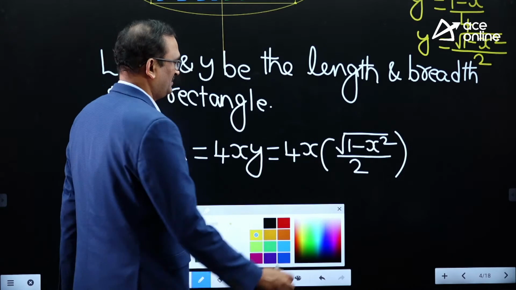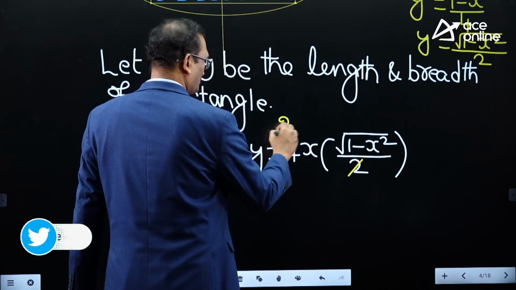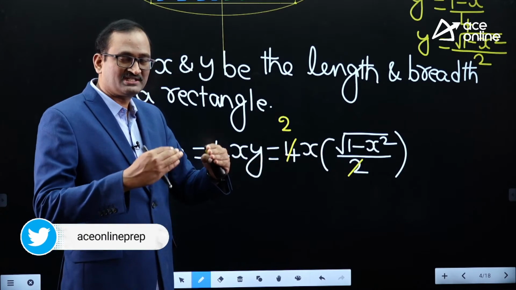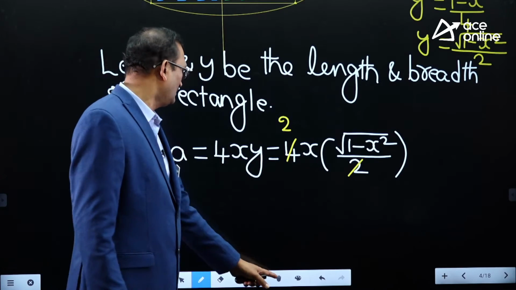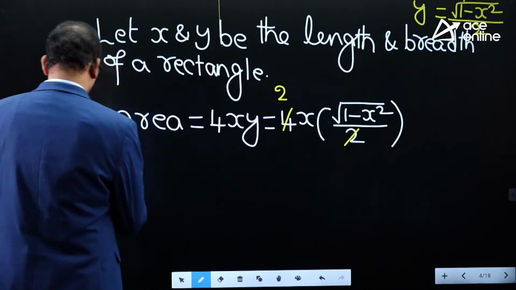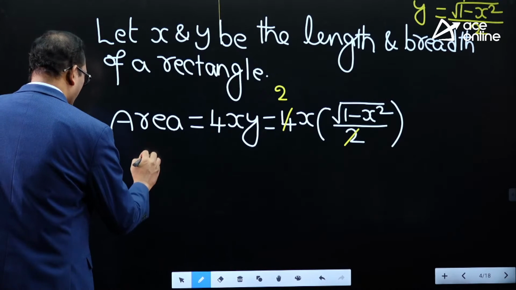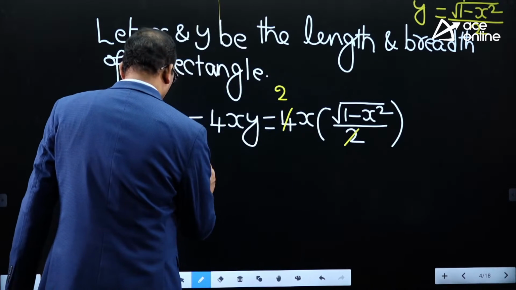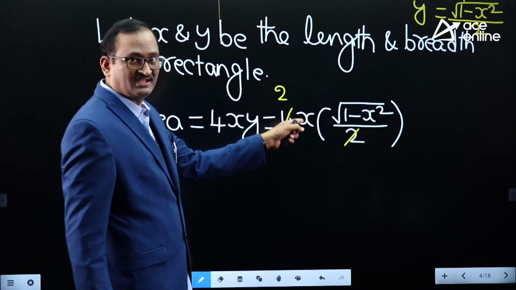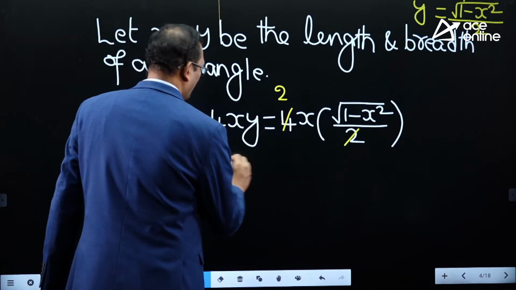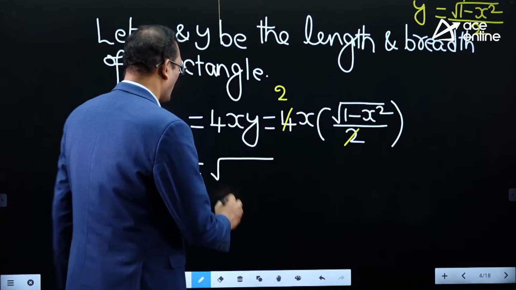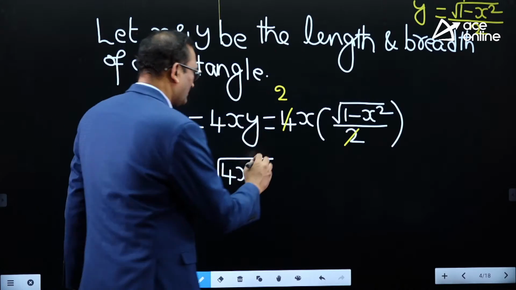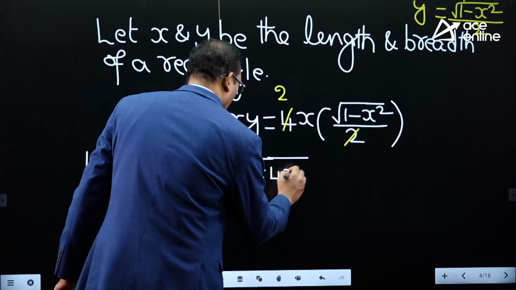Now here 2 ones, 2 twos. Now take this 2x inside the square root. 2x, if it goes inside the square root, becomes 4x square. So I want to assume this area as f of x. So f of x equal to 2x; if it goes inside the square root, 4x square. So 4x square into 1 is 4x square, and 4x square into x square is 4x to the power of 4.